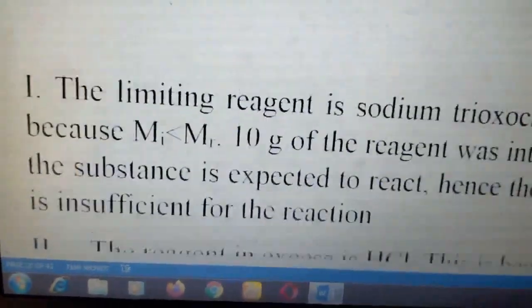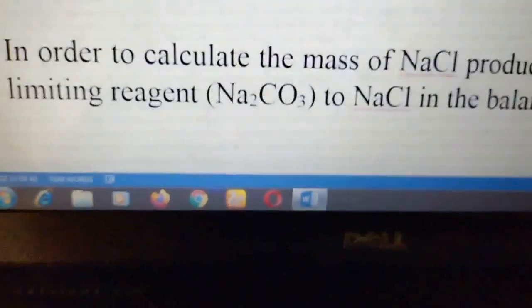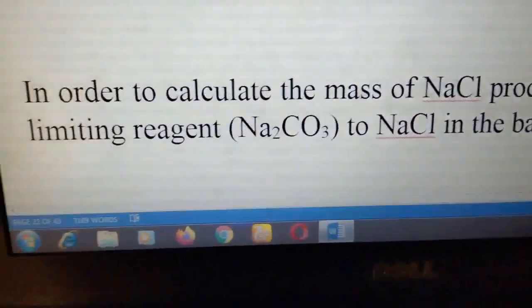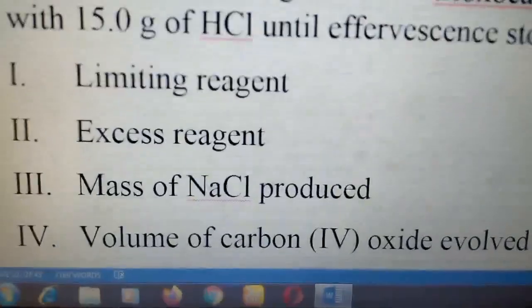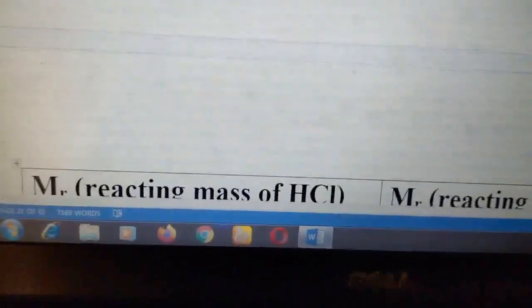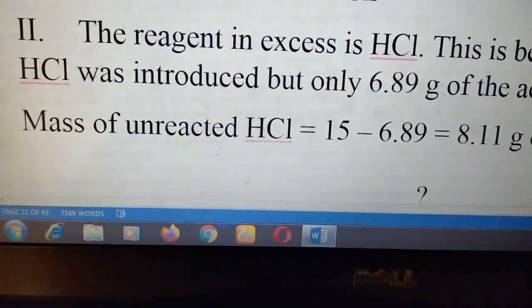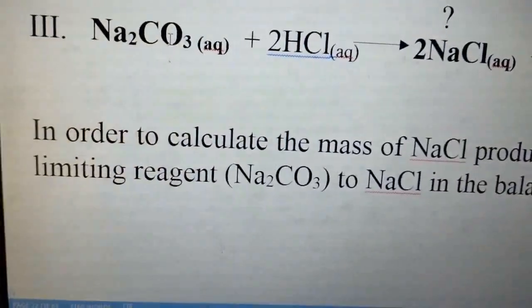Now we'll go to question number 2, which says we should calculate the mass of sodium chloride produced. That should be III. Okay, III: identify the limiting reagent, and then the mass of sodium chloride produced. So how do we go about it? To find the mass of sodium chloride produced, what do we do?